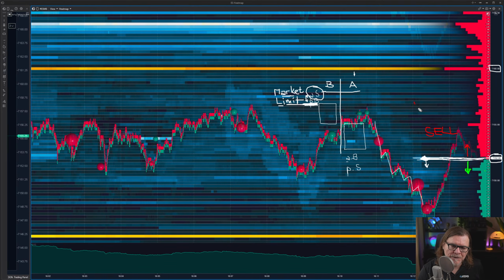Waiting. I will write it down because this is the most important thing in the heat map. Above the price are waiting limit sell orders, and below the price are waiting limit buy orders. That's the difference.